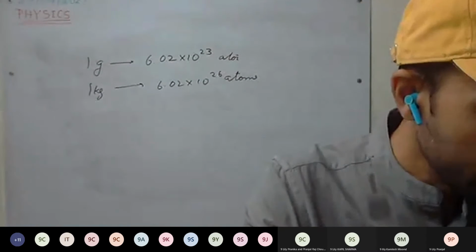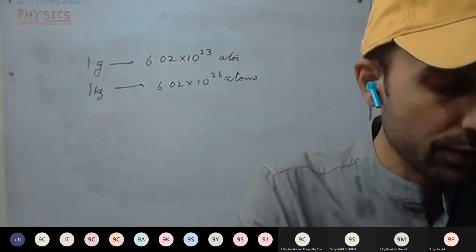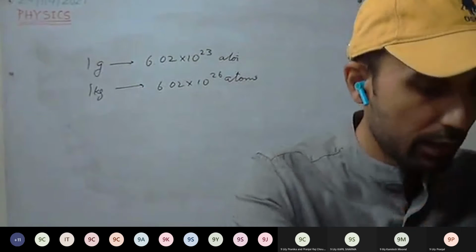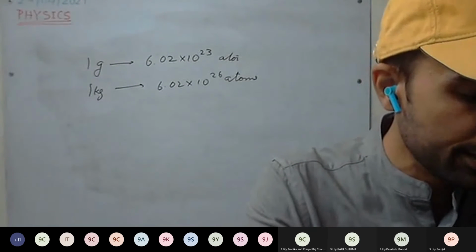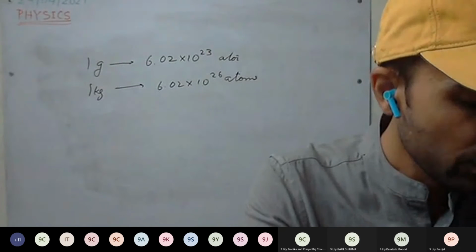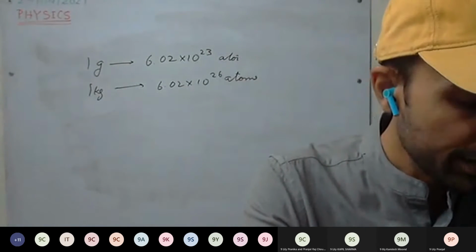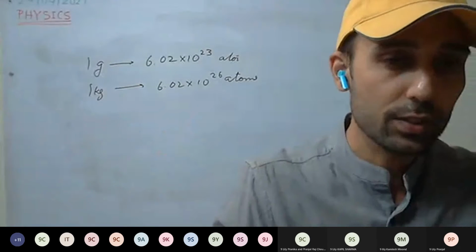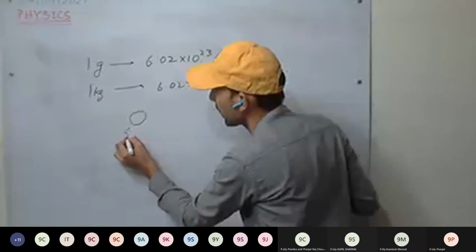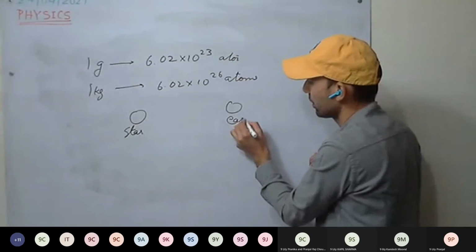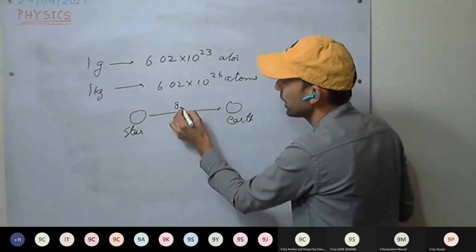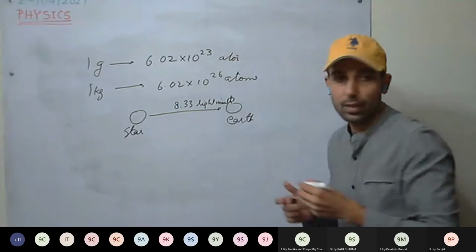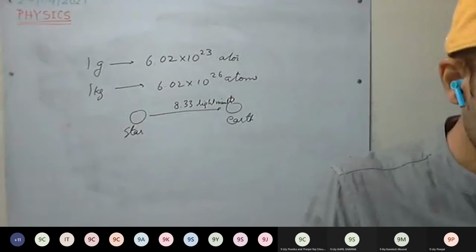Okay, so in this first, second, third, fourth, fifth, sixth, you try doing yourself. Seventh one we'll do at present. Distance of a star from the Earth is 8.33 light minutes. What do you mean by this statement? Think about it. What does this statement mean? Anyone in class?